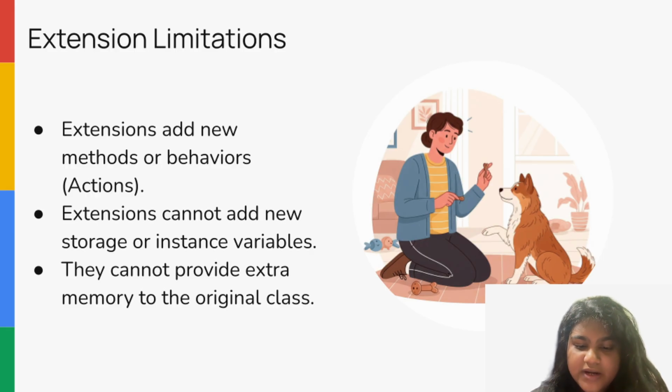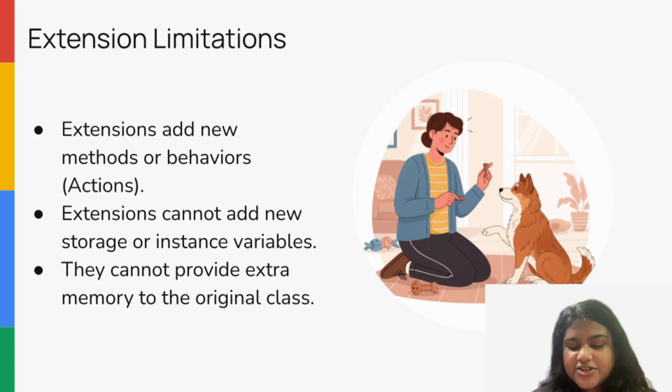Let us talk about a low level computer science reason for this. When you define a class in Dart like class user having attributes like name and age, the compiler calculates exactly how much memory a user object needs. Let's simplify and say that it needs 16 bytes. When you run your app and say new user, the virtual machine goes to the RAM and allocates exactly 16 bytes for that object. That space is reserved and it is fixed.